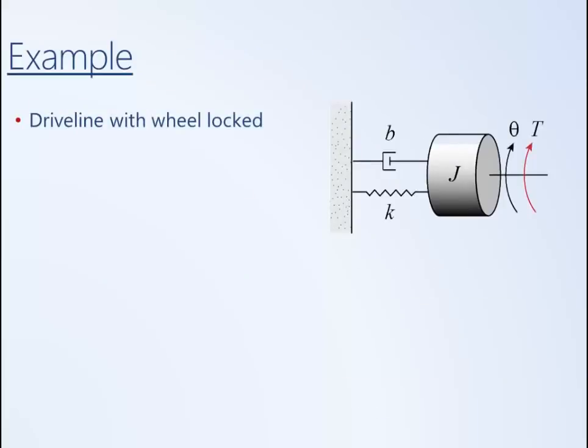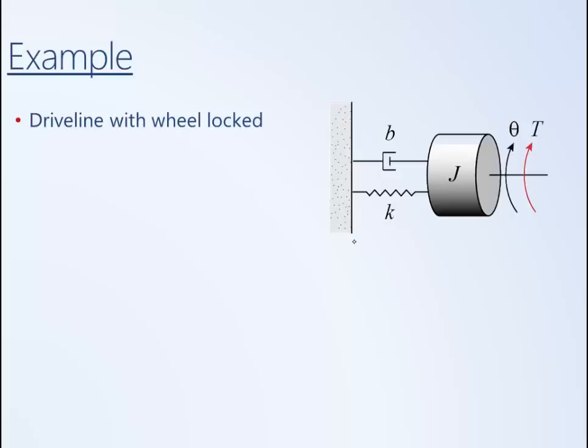Here's another example. It is a rotational system. In particular, it's a drive line with the wheel locked. So you can imagine here that this rotational inertia J is the inertia of the drive shaft. Possibly it could be the inertia of a transmission or other elements of the drive line lumped together. On one end of the inertia is an externally applied torque, either from an electric motor or from the IC engine attached to that end.